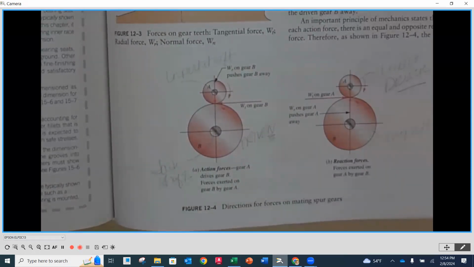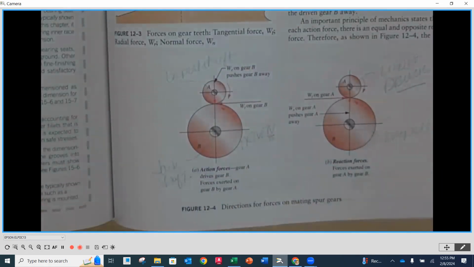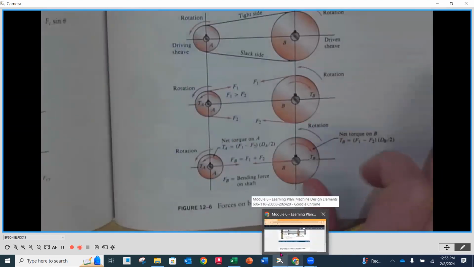But we have to know that when it's a driver, the tangential points opposite the rotation. When I'm a driven, it goes in the same direction. That's all we have to know. A, in our case, is a driven gear, so tangential is going to go in the same direction of rotation. C, on the other hand, is a driver, and so it's going to oppose the direction of rotation. If you need to reference that, it's on page 513 in a generic sense. But now let's look at it for our example.